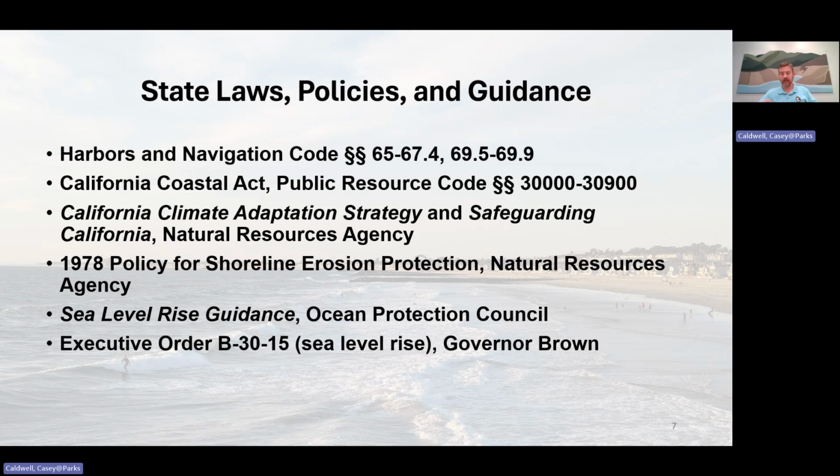Don't worry, I promise I will not spend too much time on this slide. The list of authorities on this slide is not a complete list of all the authorities we follow in administering these programs. The point here is simply to illustrate that we draw from many sources of guidance as we plan and execute these programs. Examples include state law like the Harbors and Navigation Code and the Coastal Act, agency policy documents like the California Climate Adaptation Strategy, expert scientific advice like the Ocean Protection Council's sea level rise guidance, and executive orders like Governor Brown's order requiring state agencies to consider sea level rise when making investment decisions.